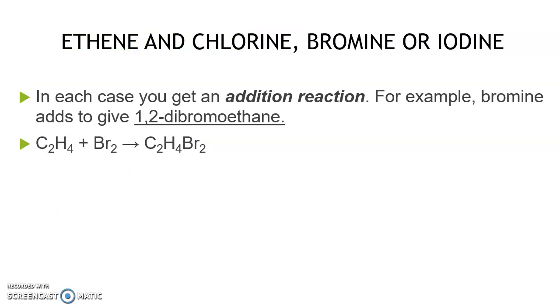Now let us look at another reaction where ethene reacts with chlorine, bromine or iodine. So these are all addition reactions. So when ethene reacts with halogens, we get compounds called haloalkanes.